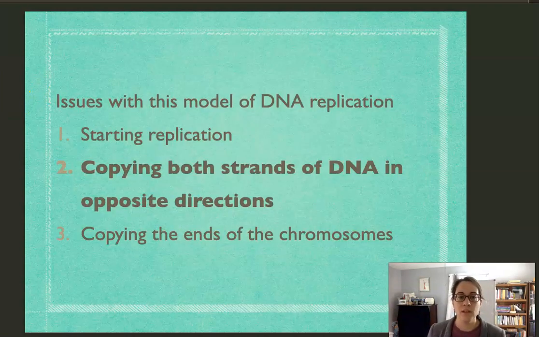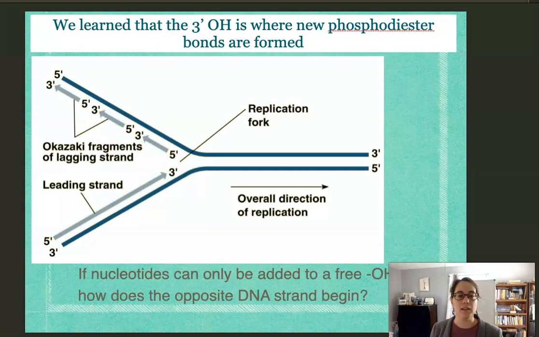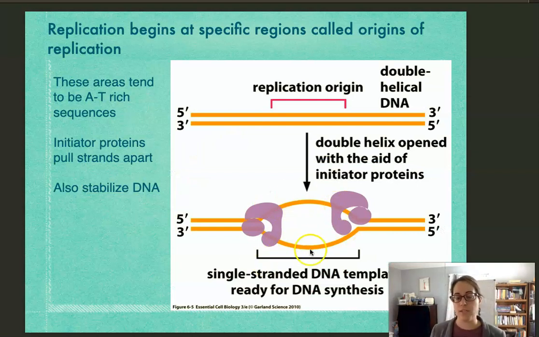All right. So we talked about the start of replication, and now let's talk about copying both strands of DNA in opposite directions. So this is where it can get pretty tricky. And here, we have one end of the replication fork. Actually, I would like to go back to where we talked about the initiator proteins. So we see here what is forming is a replication bubble.